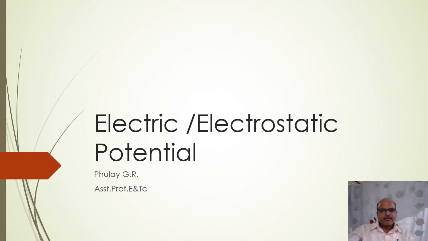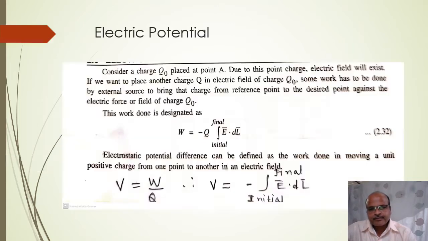So, hello students. In the previous lecture, we have derived the divergence theorem. In this lecture, we will take a new topic of the first chapter, that is electric or electrostatic potential. We have to mention the formula for that, and next we have to derive electric potential for different surfaces.